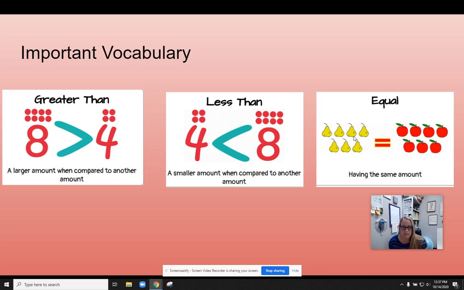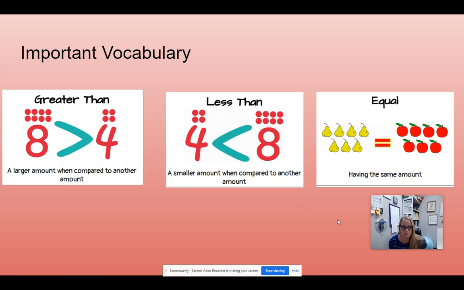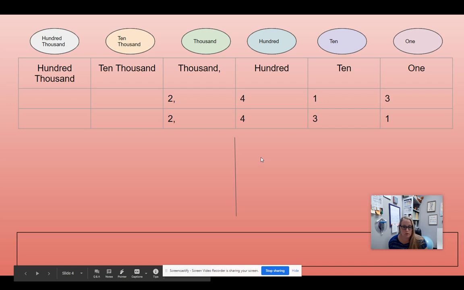The other one you can have is equal. And whenever something is equal, it means that it has the same amount. So in this example, there is an equal amount of pears and an equal amount of apples. So today we are going to work on comparing and ordering numbers.